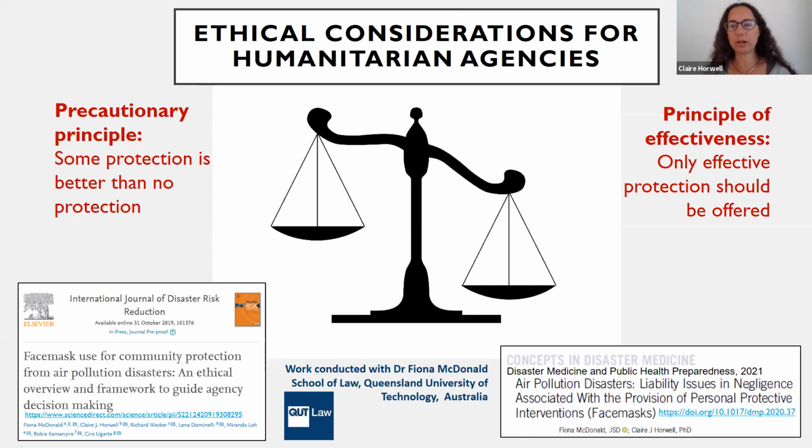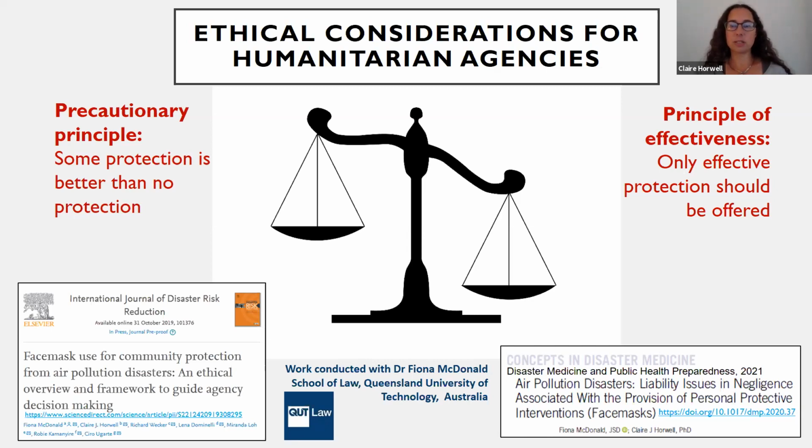On the other hand, you have the principle of effectiveness, which is that only effective protection should be offered. And in a way, this is the first principle of humanitarian aid, that you should not be harming the people that you're aiming to help. You should only be giving effective interventions. And so we did quite a lot of work around this, and trying to explain to agencies the findings of our studies in the laboratory, etc.